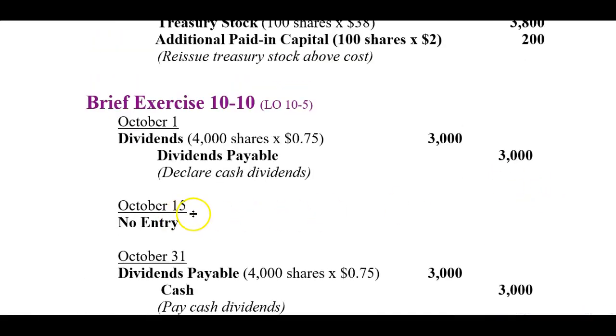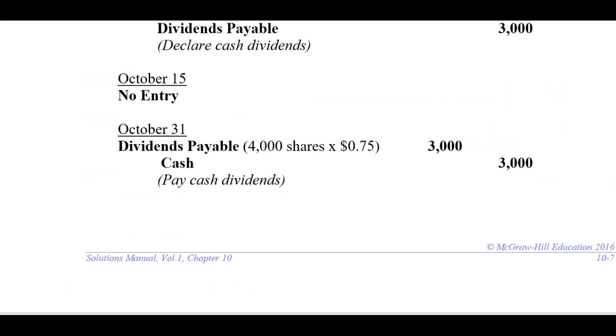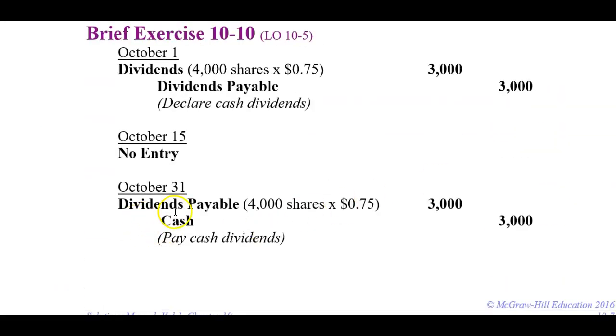Now the October 15th entry, there's no entry. This is just paperwork to decide who owns the stock at the end of this day. And then October 31st is when we pay the dividends. We drop the dividend checks in the mail. The entry here would be to debit dividends payable, remove the liability, and then credit cash for the $3,000. So for declaring and paying the dividends, we have entries on the declaration date and the payment date, but no entry on the date of record.